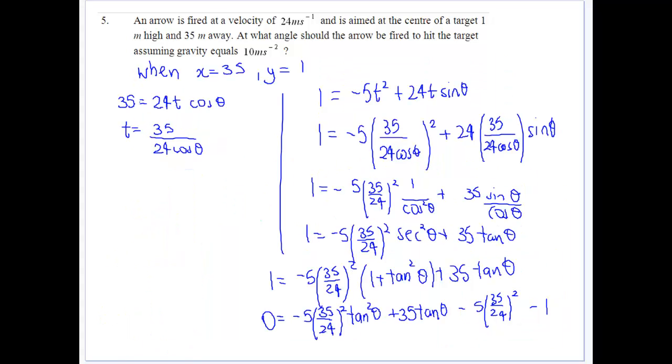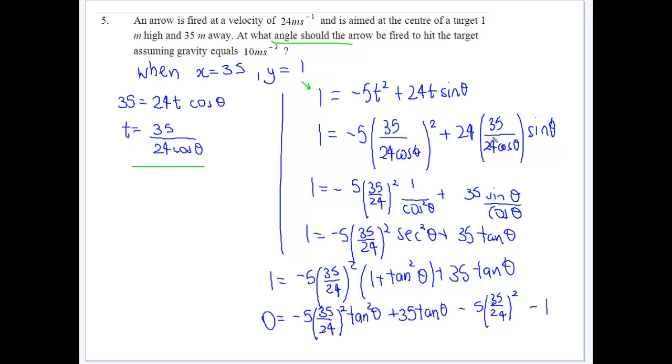Now, what does that mean for us? We know that when x is equal to 35, y is equal to 1. So we can write 35 equals 24t cos theta, which gives us a statement in terms of t. We've still got theta in there, so we can't solve that one yet. But because y is equal to 1 at the same time, we can take this value of t and put it into the vertical expression. Now we've got an expression with only theta in it, and that's what we need if we're going to find the angle.